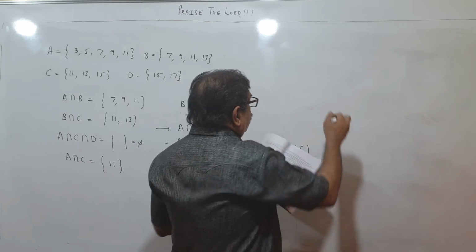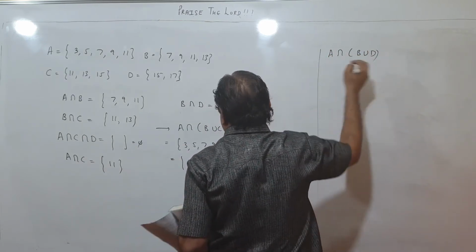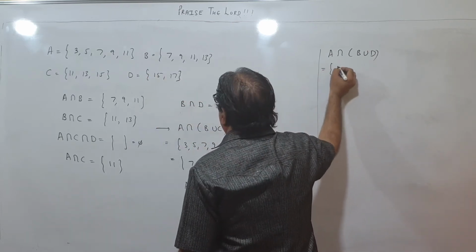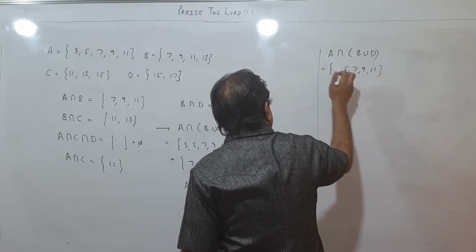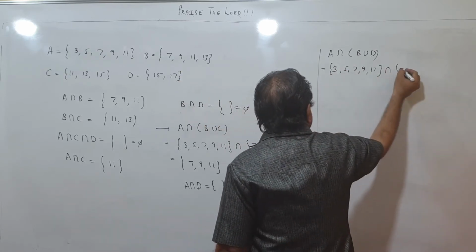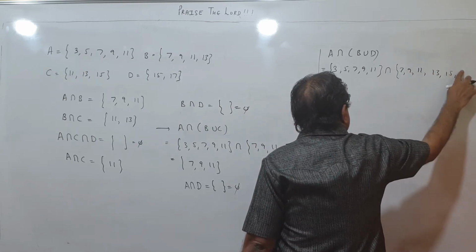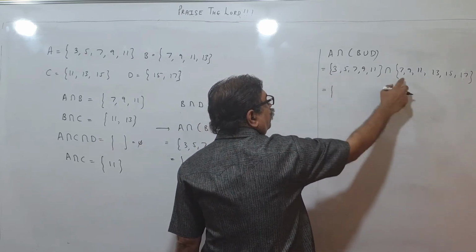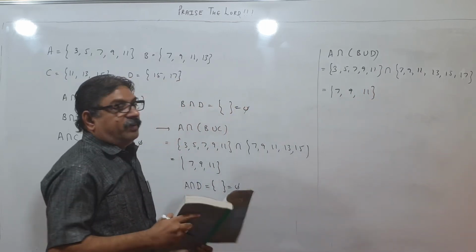Then A intersection B union D. First you write A, that is 3, 5, 7, 9, 11. That is A with me. Intersection B and D union. So 7, 9, 11, 13, 15 and 17. Intersection: 3 is not common, 5 is not common, 7 is common, 9 is common, 11 is common.